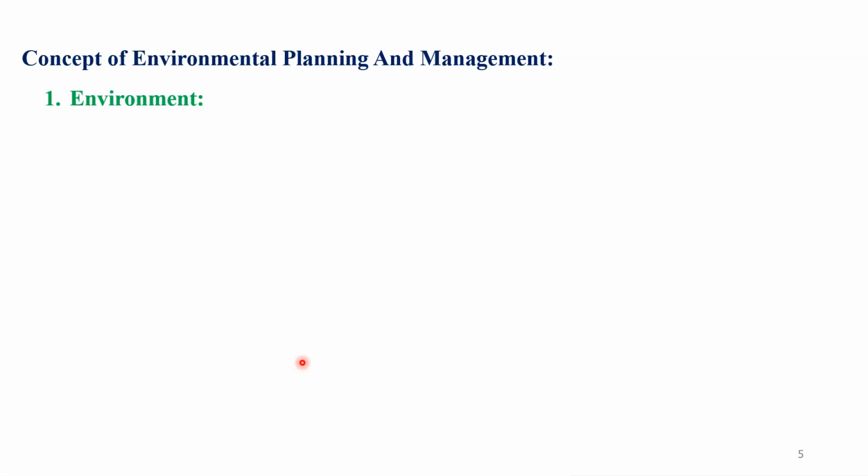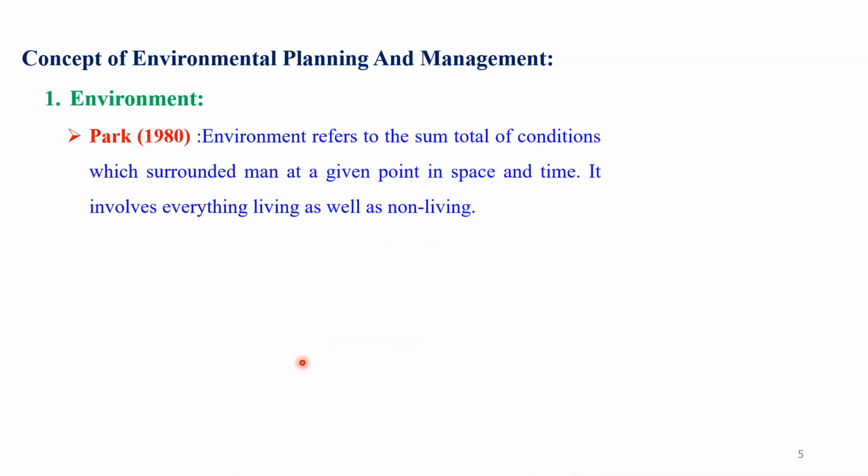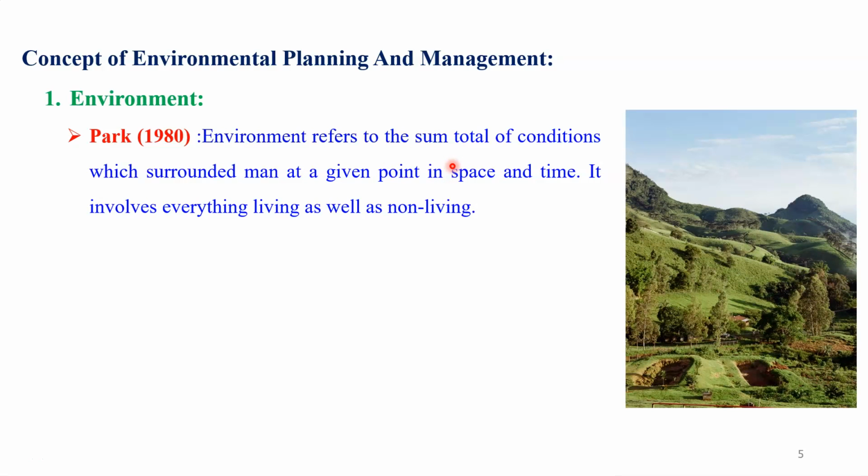We already learned this concept in the previous semester, but let us see one very important definition of environment that was given by Park in 1980. According to him, environment refers to the sum total of conditions which surround man at a given point in space and time. It involves everything, living as well as non-living things. Dear student, this is a very important and comprehensive definition of environment. See, what do you mean by environment? Environment is the sum total of conditions surrounding man at a given point in space and time.